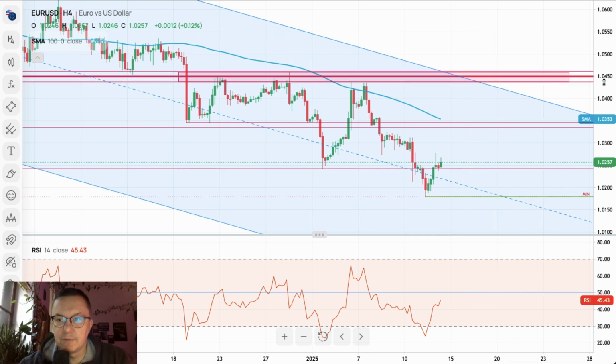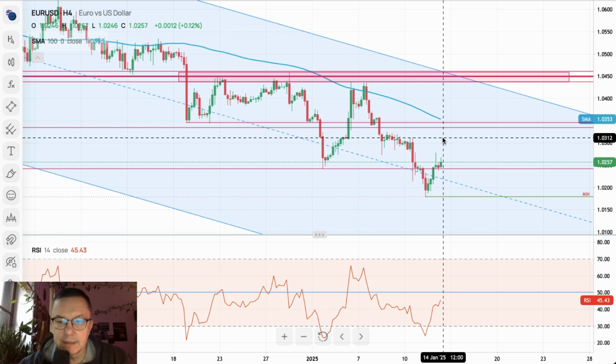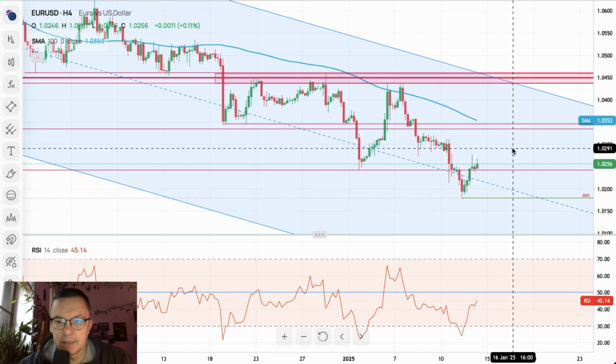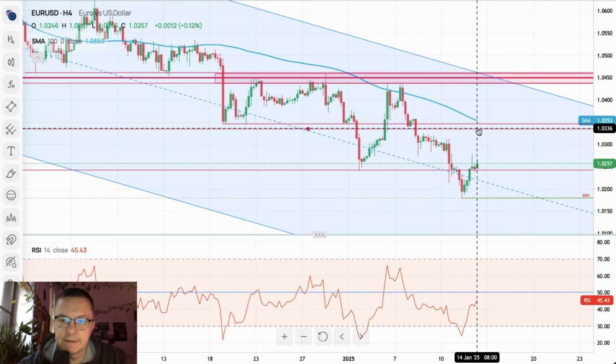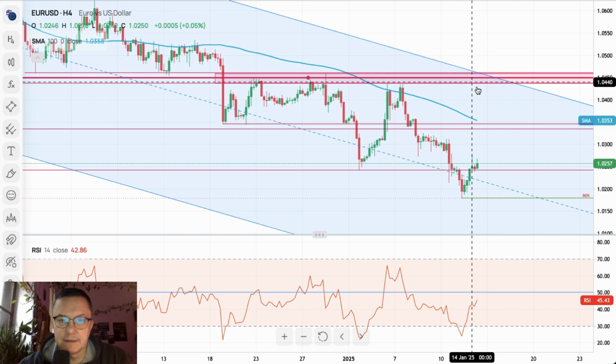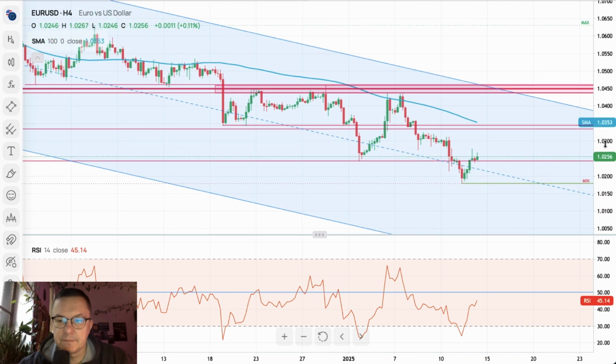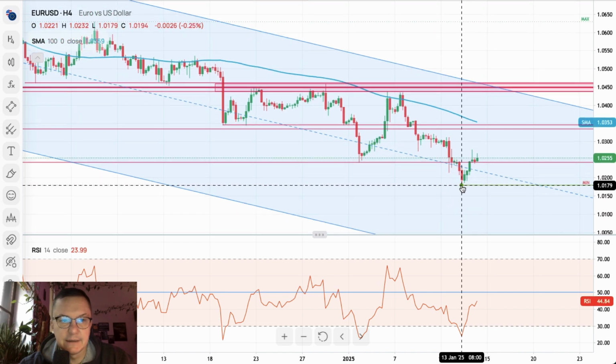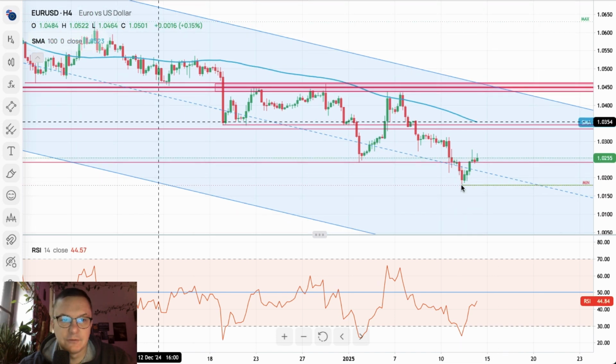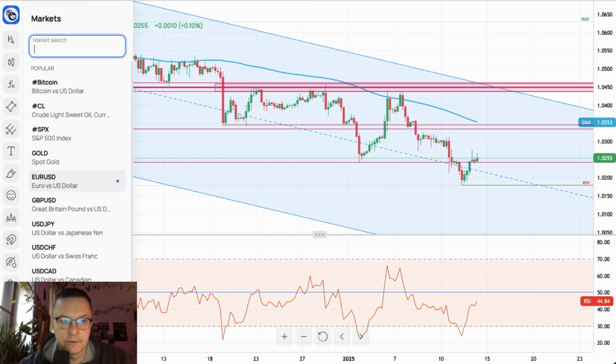Just roughly around 1.0450. Any movement to the upside here would be the typical pullback during the downtrend, unless first this technical resistance is violated and then the supply zone is violated. So we're getting closer and closer to the parity level again. 1.0179 was the recent low on the euro dollar.